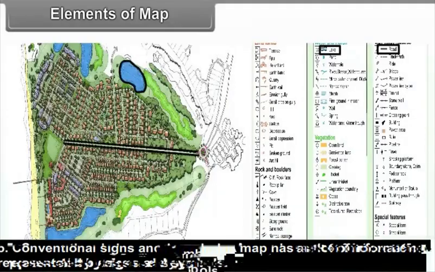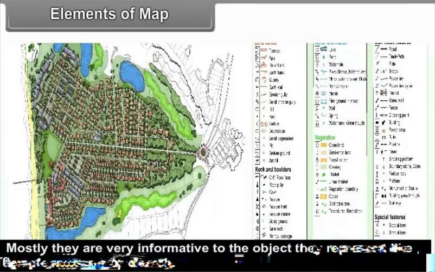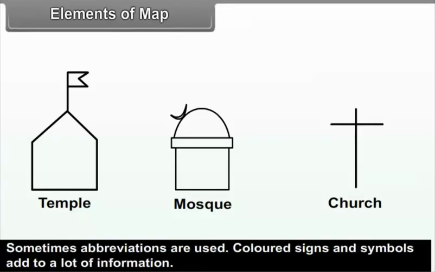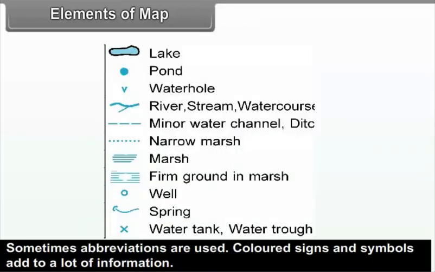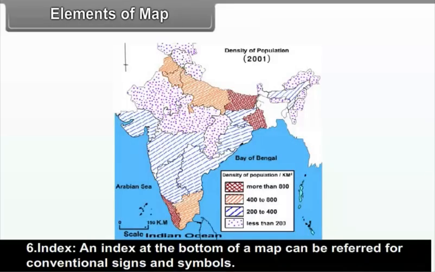Conventional signs and symbols. A map has a lot of information represented by signs and symbols. Mostly, they are very informative of the object they represent, like temple, mosque or church. Sometimes abbreviations are used. Colored signs and symbols add a lot of information. These signs and symbols are not drawn to scale. Index. An index at the bottom of a map can be referred to for conventional signs and symbols.